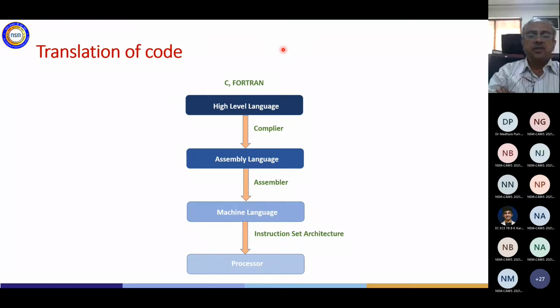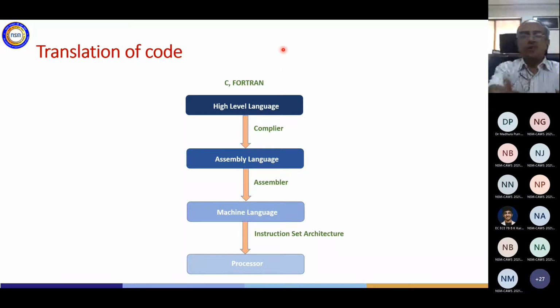This assembly language code is given as an input to the assembler, and the assembler generates machine language code. Now we are not talking about loaders, linkers, and libraries, to make matters simple, and straight away you get an executable code in machine language, which in turn runs on the processor. When it runs on the processor, what is the interface between the machine language and the processor? That interface is called the instruction set architecture.